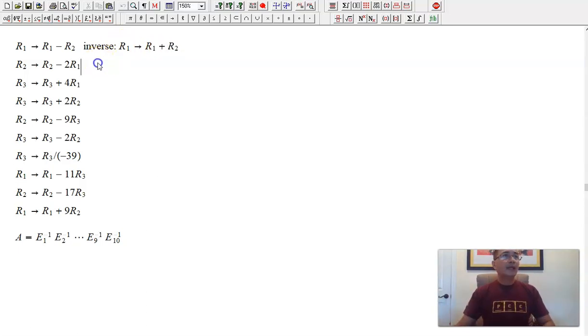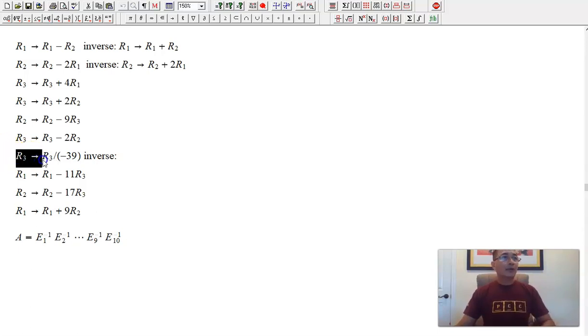Okay? And so on. What will be the inverse of this operation? Instead of subtracting twice row 1, we will be adding twice row 1. Okay? So we can do it for these operations. Just change the signs. Okay? So how about this one? This is a scale. What will be the inverse? So we said last time that the opposite of divide is to multiply. And of course, the inverse of multiply is to divide.